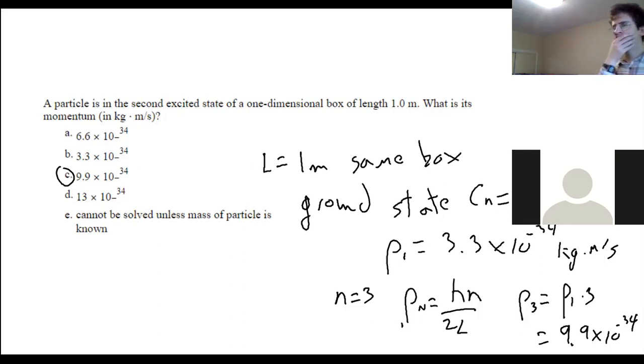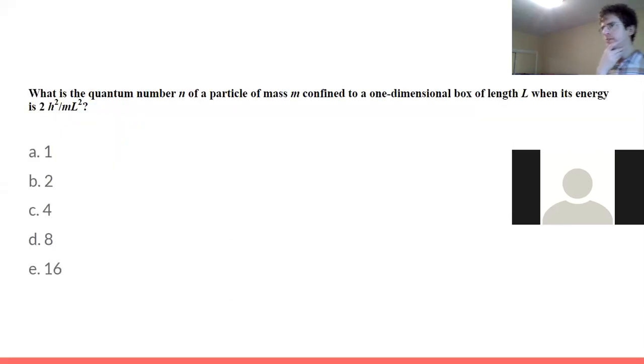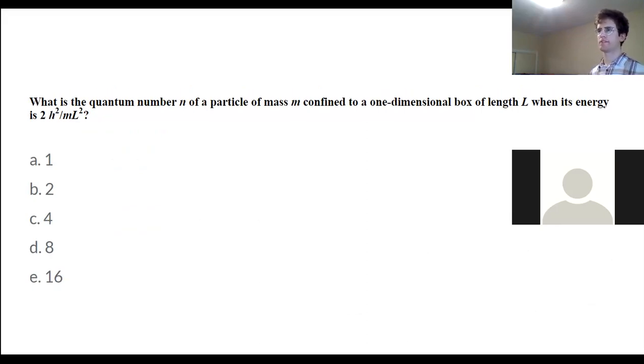What is the quantum number n of a particle of mass m confined to a one-dimensional box when its energy is such and such? Also, I had a question about why n is equal to 3. So again, the n represents a quantum level.